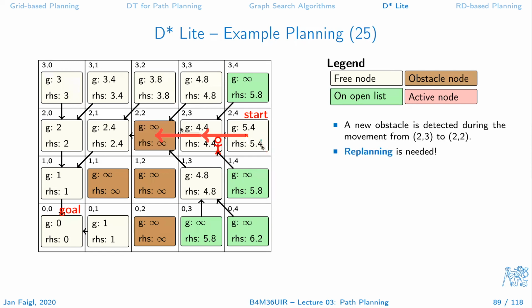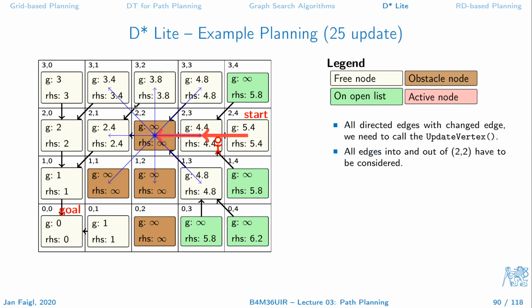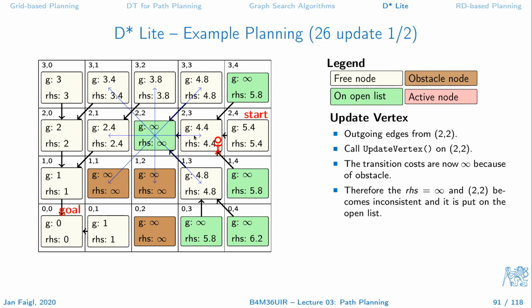Okay, nothing happened. Now we will make a step and we discover a new obstacle. So we need to replan. We need to update the plan. So which basically means that we need to update the related neighborhoods. So this is no longer free space, it's an obstacle, so the transition cost is infinity.